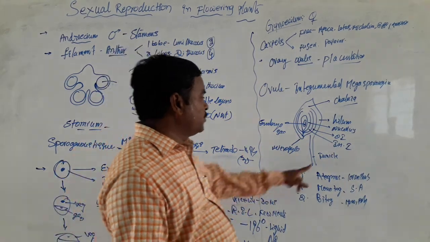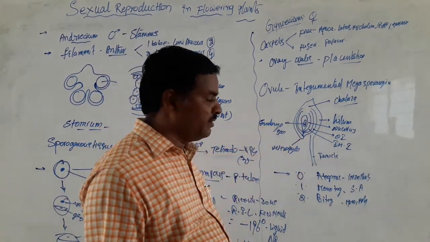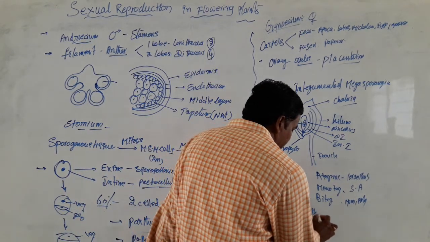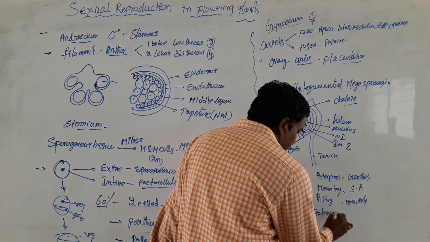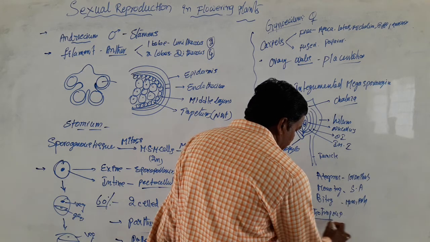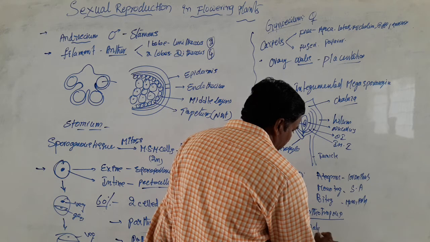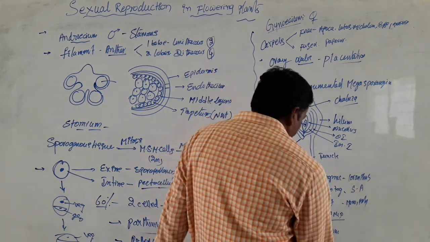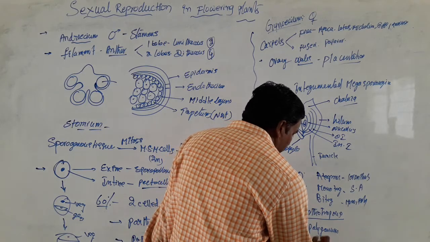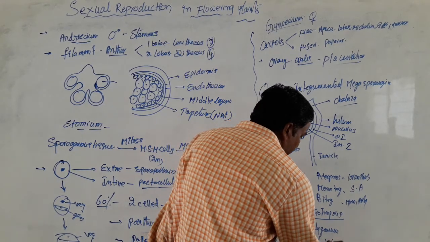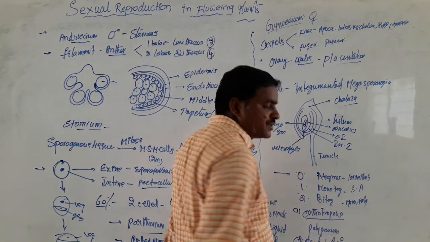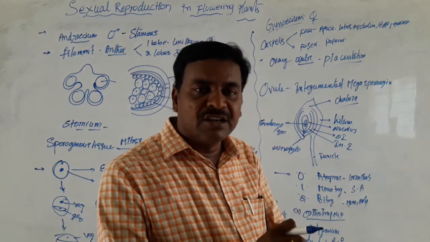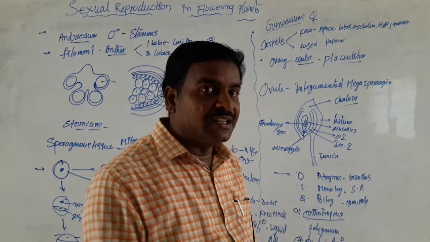Depending upon the position of the funiculus, chalaza and micropyle, ovules are divided into three types. One is the orthotropous ovule, also called the straight ovule. Example: Polygonum. Second is the anatropous ovule, the most common type of ovule, found in Asteraceae members and Solanaceae members. The body of the ovule is inverted in position at an angle of 180 degrees.